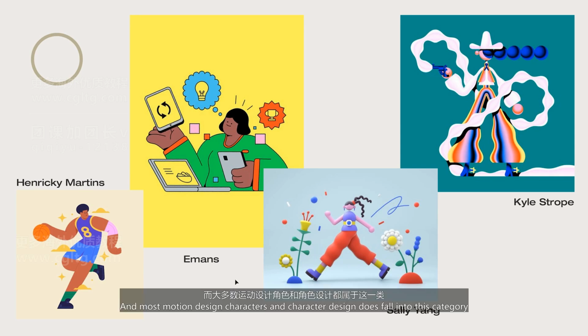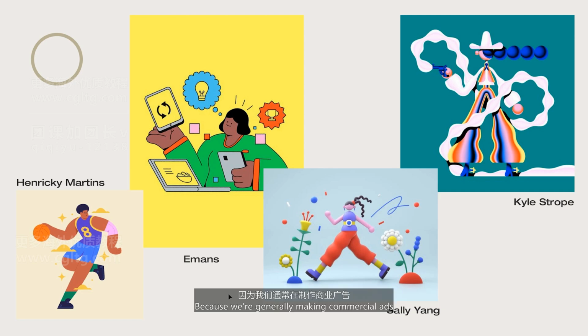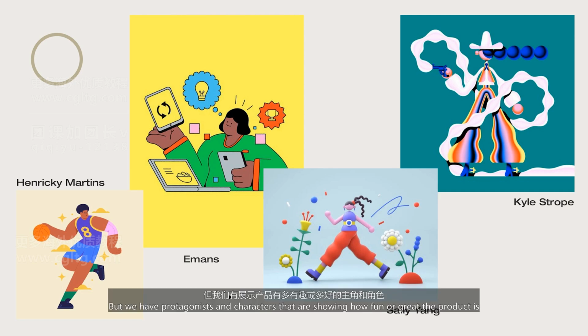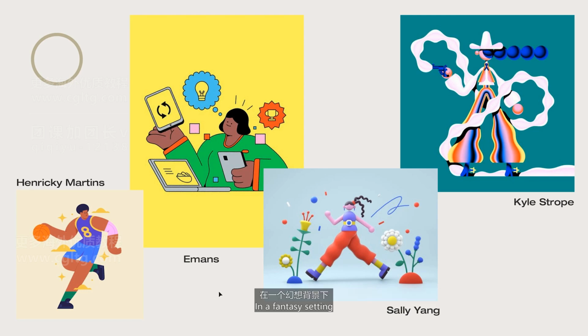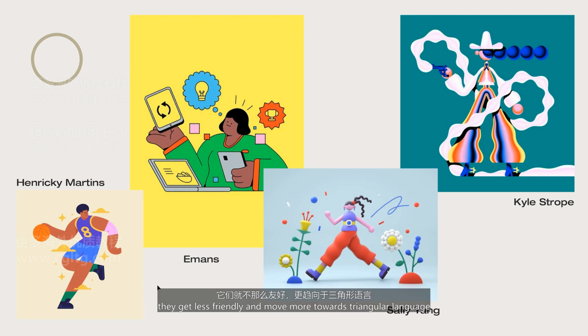And most motion design characters and character design does fall into this category because we're generally making commercial ads where we have protagonists and characters that are showing how fun or great the product is. We rarely have villains or characters with immense strength that we need to show. In a fantasy setting, these are maybe our hobbits or more maybe our humans, but these tend to be a lot more friendly, inoffensive, and more joyful to look at. And generally, if we have angles, the wider the angles, the more round they are, the more friendly. And as the angles get sharper and sharper, they get less friendly and move more towards triangular language.